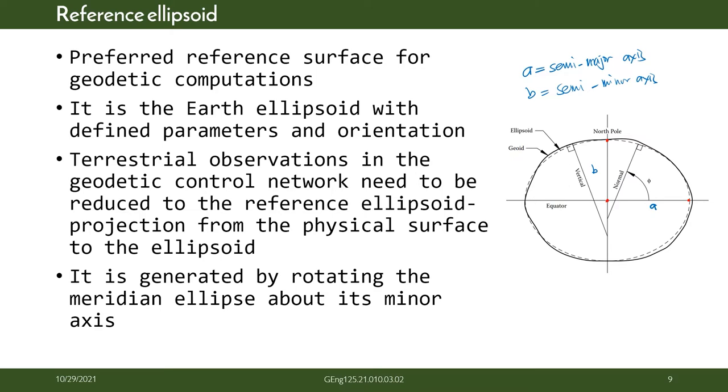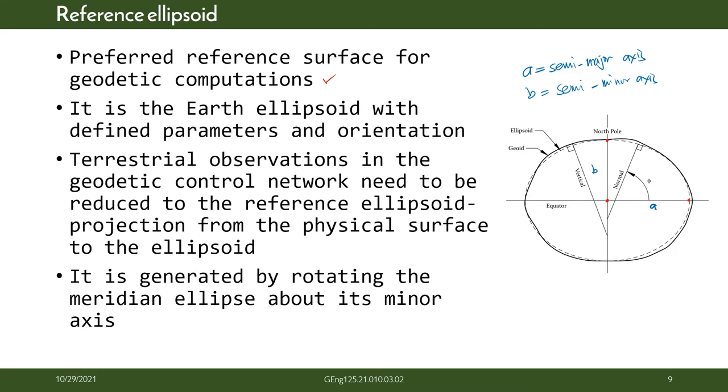The reference ellipsoid is the preferred reference surface for geodetic computations, and it is the Earth ellipsoid with defined parameters and orientation. As shown previously on the slides, it is oriented with respect to the Greenwich Meridian, and the z-axis coincides with the rotational axis, and so on. The terrestrial observations in the geodetic control network need to be reduced to the reference ellipsoid, a projection from the physical surface to the ellipsoid.